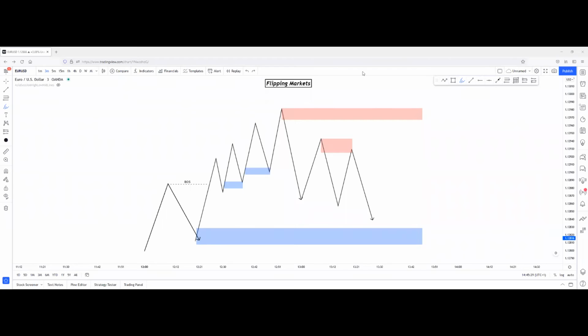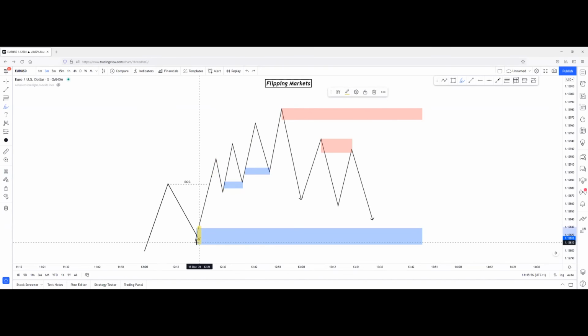Okay, so let's see an example for that. How can we use the unmitigated and mitigated zones to our advantage? As you can see, price is extremely bullish, creating a series of higher highs and higher lows. And price created this demand zone right here. This demand zone is valid because it broke structure to the upside, so it broke the last structural point, and created an inefficient move, but it was left unmitigated because price didn't come back down to mitigate and collect the orders.